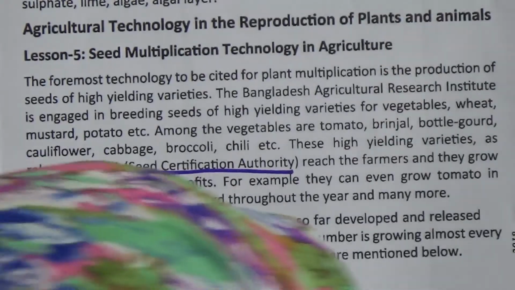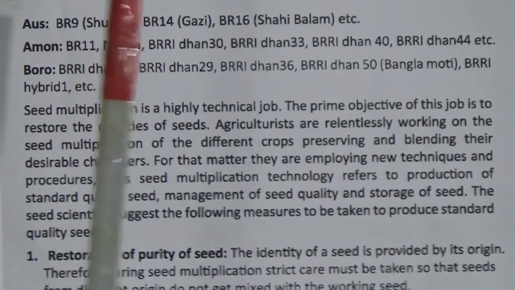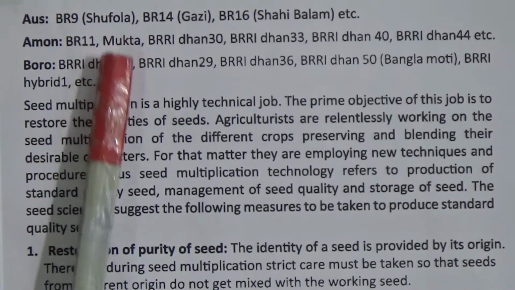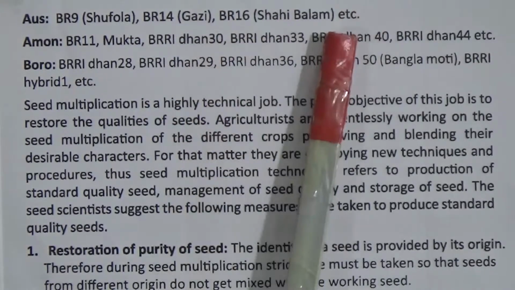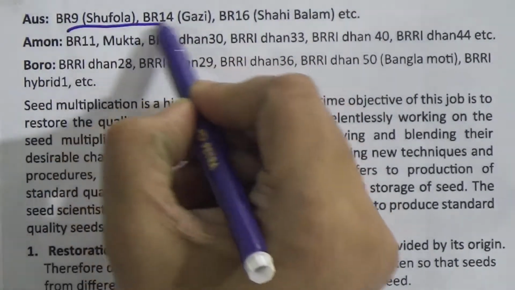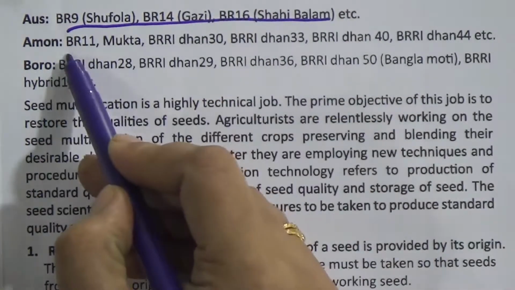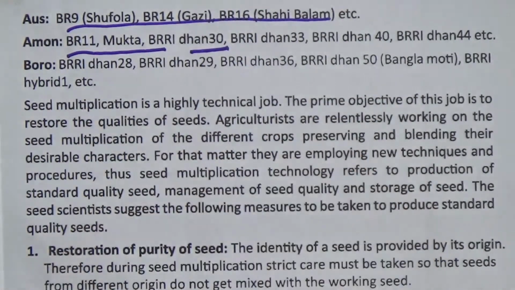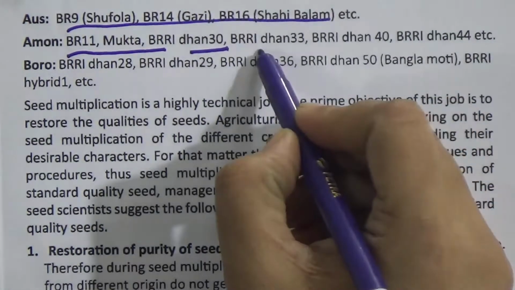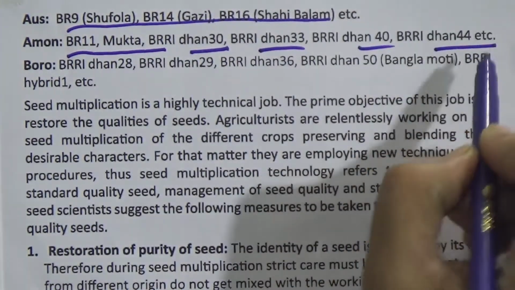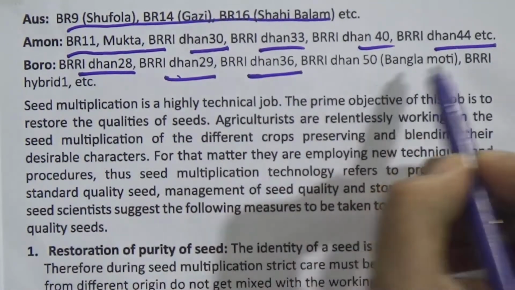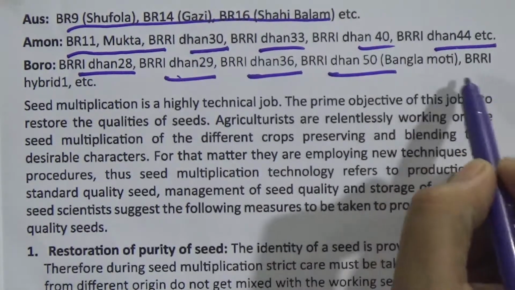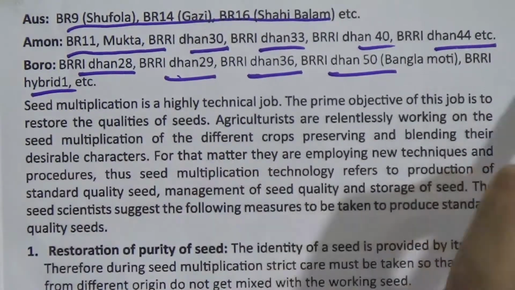So we have to memorize this because these are very important for MCQ. Aush: BR9, that is Shufola; BR14, that is Gaji; BR16 Shahi Balam, etc. Then Amun: BR11 Mukta, Biridhan 30, Biridhan 33, Biridhan 40, Biridhan 44, etc. And Boro: Biridhan 28, Biridhan 29, Biridhan 36, Biridhan 50, that is Banglamuti, Biri hybrid 1, etc.